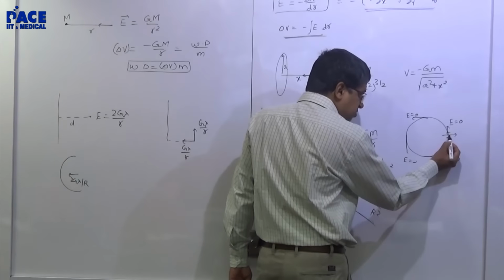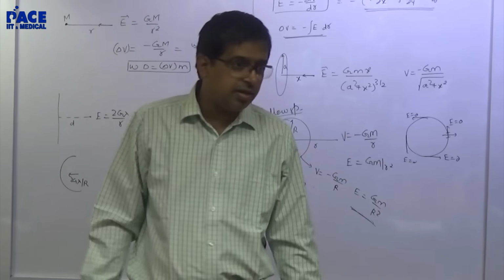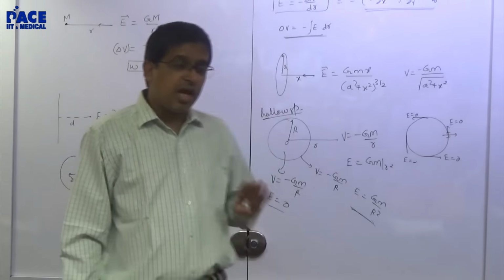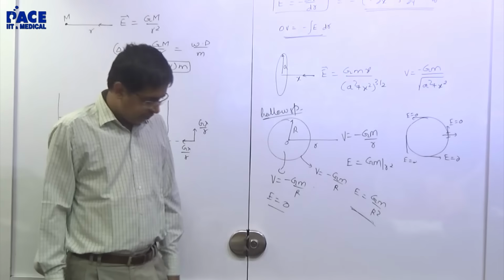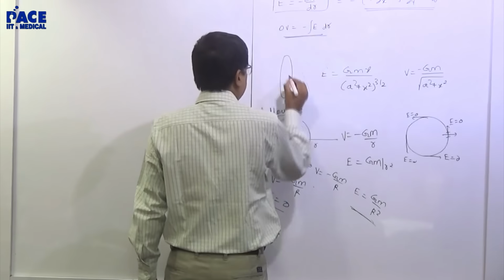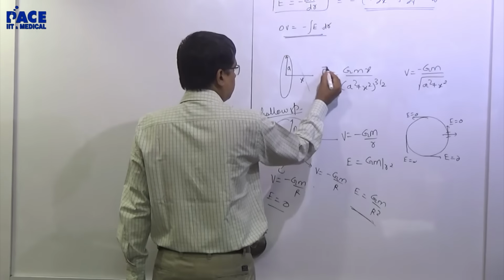When I am going from inside to outside, there is a change in the potential and a change in the field. Hence, along the radial direction, I will have a field. Is that clear? This is for a ring. X, E, field.